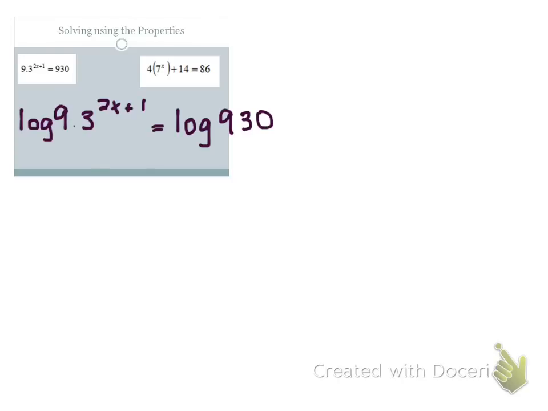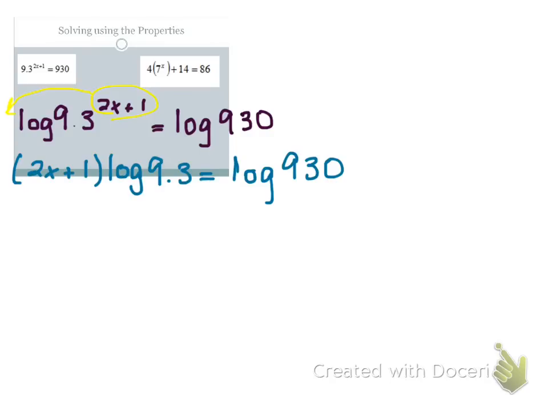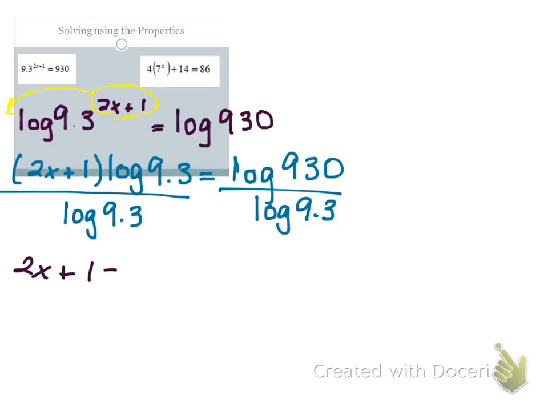So our first example is 9.3 to the 2x plus 1 equals 930. Solving by log properties, the first thing we do is log both sides. As we can see, we can now apply the property of log of a power, and we move that whole power to the front. You do the whole thing, not just the 2x. 2x plus 1, everything goes in front. So we have 2x plus 1 times log of 9.3 equals log of 930. We can now divide by log of 9.3, and we have 2x plus 1 equals 3.065.